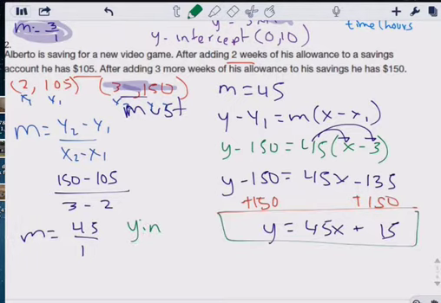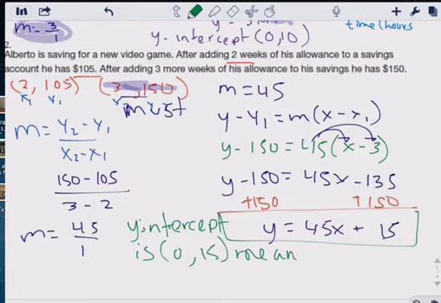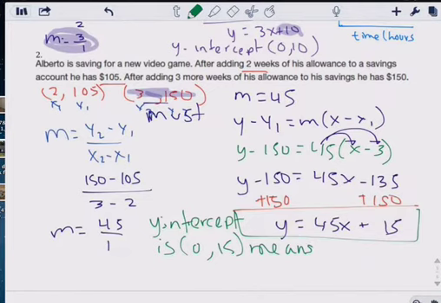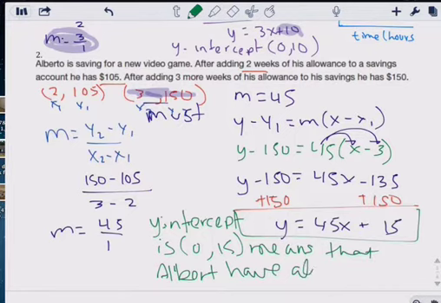So the y-intercept, so it's one of our answers, is 0 and 15, which means that Albert has already saved $15.